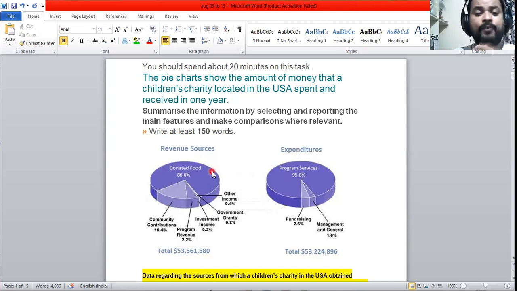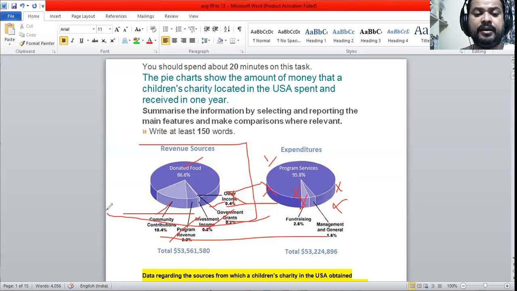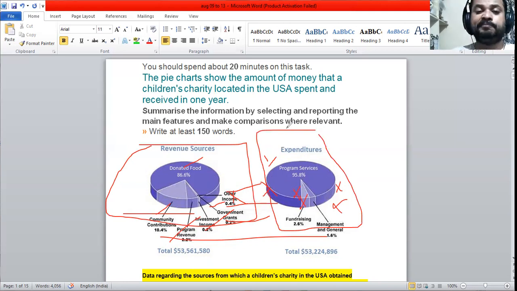One more thing we need to note is that for the comparison, donated food is not here, community contribution is not here, program revenue is not here, investment income is not here, government grants are not here, other income is not here. So these things cannot be compared. You can see that this is a distinct thing, because the revenue is coming from some other sources and the money is spent on some other things. I cannot make a comparison there.